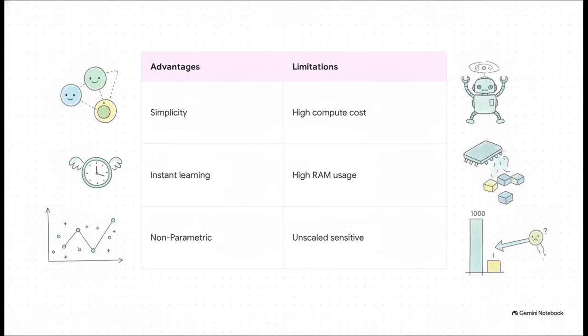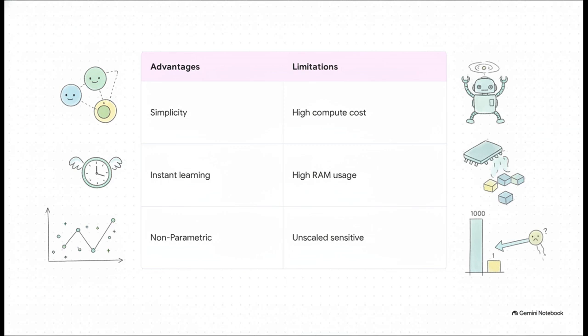When we really evaluate KNN, the trade-offs are pretty stark. On the plus side, you get incredible simplicity. It is highly interpretable. You can easily explain why a prediction was made just by pointing to the nearest neighbors. It also has instant learning and supports multi-class problems right out of the box. But the limitations? They are heavy. Because it's a lazy learner, it will absolutely devour your RAM to store all that data. Plus, computing distances for every single new query makes it painfully slow at prediction time.